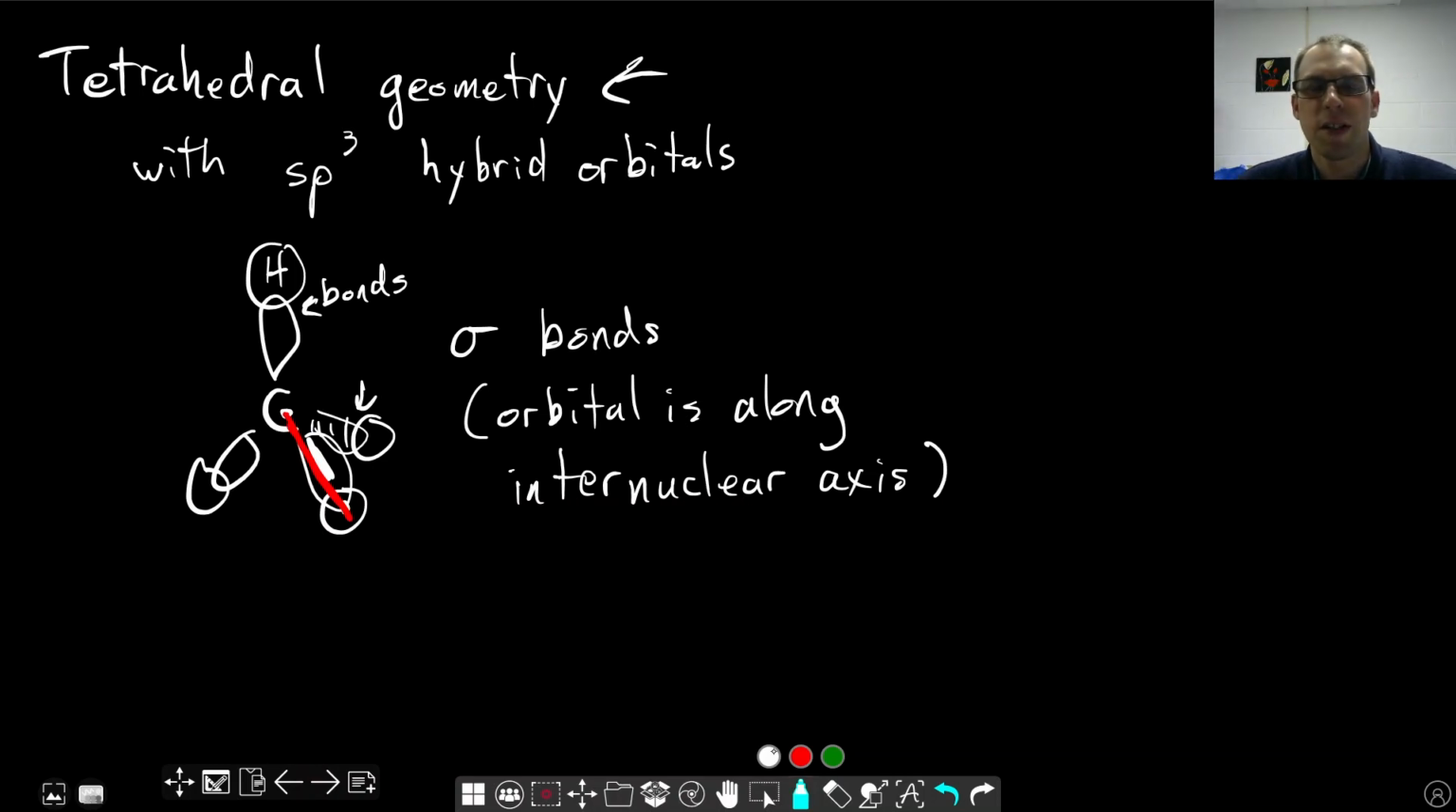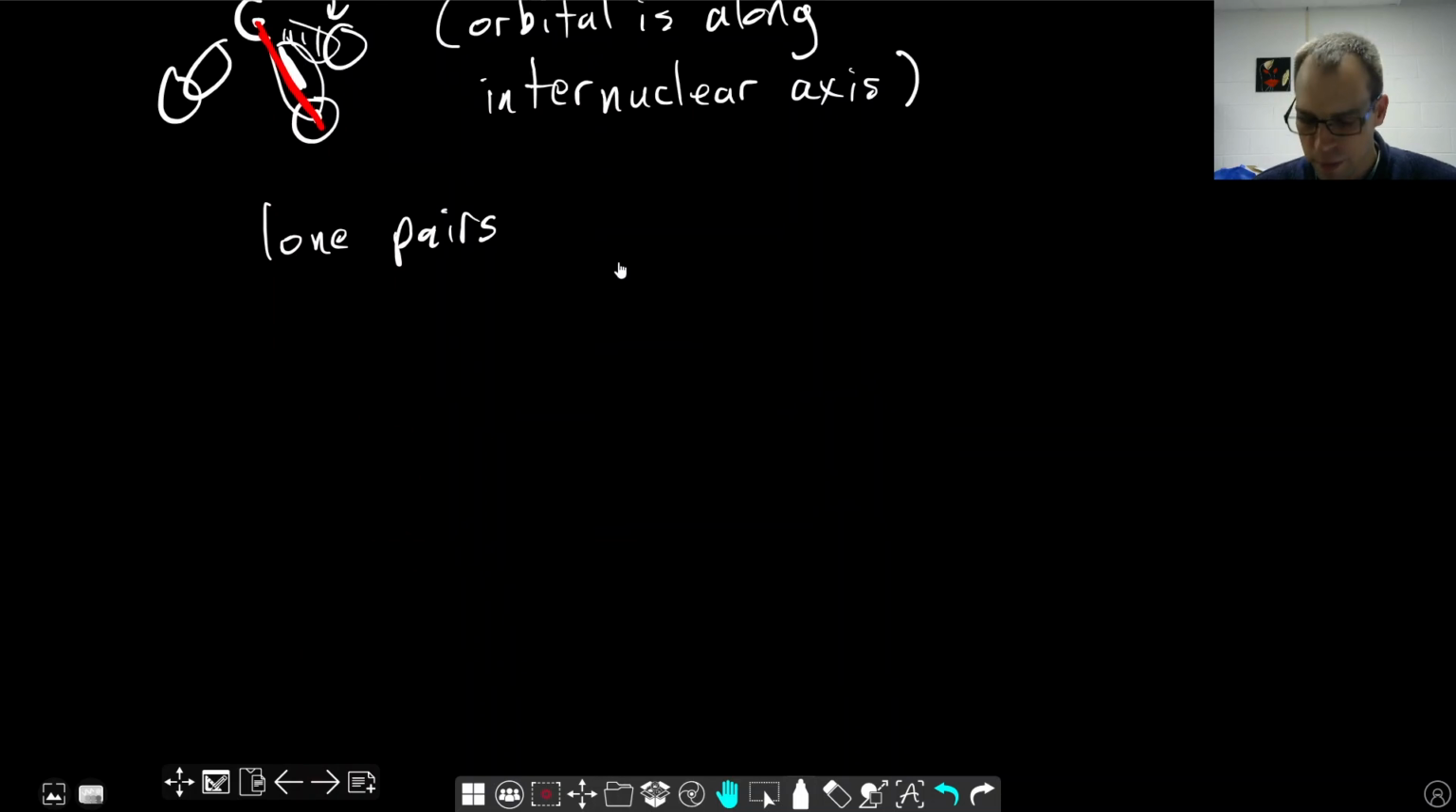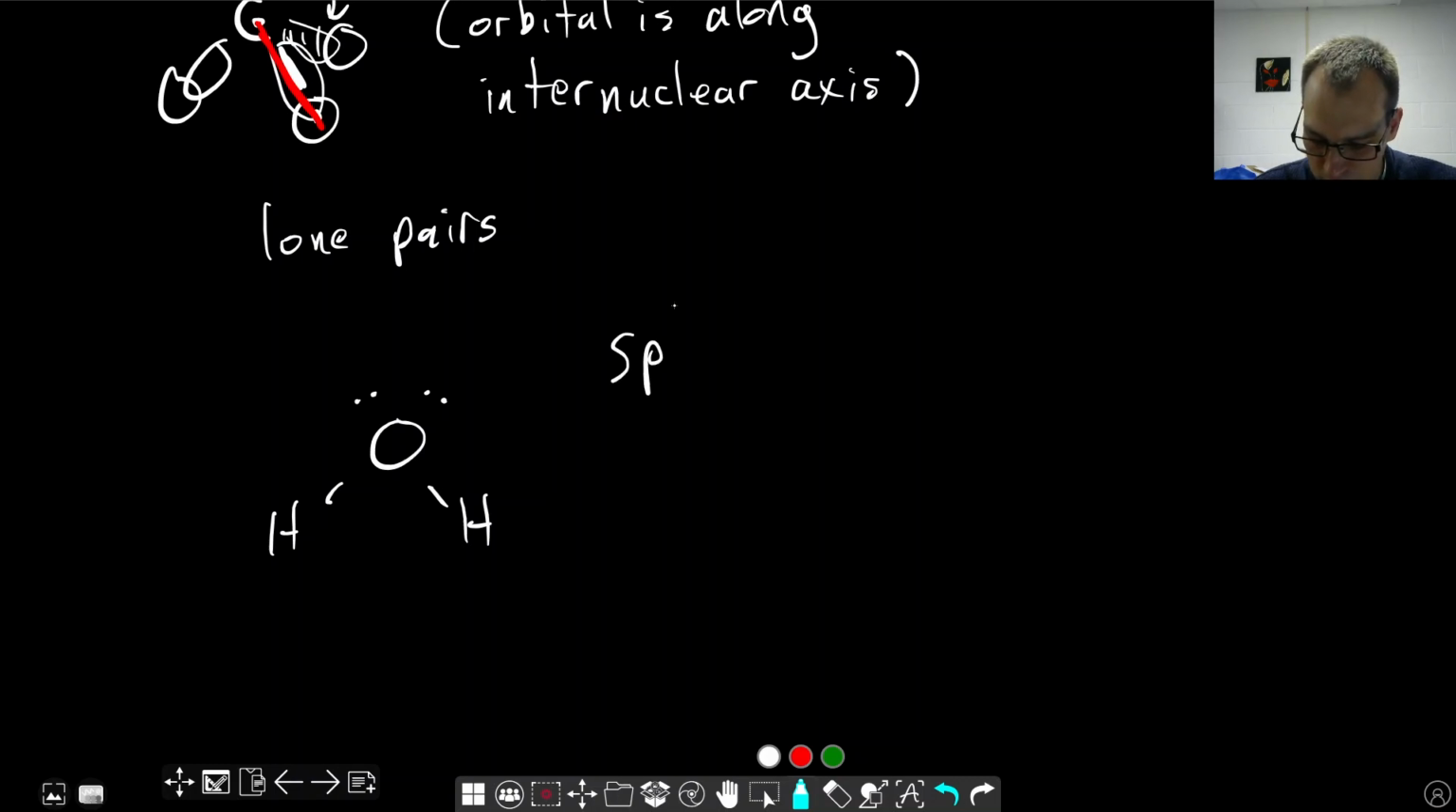Okay, well, this is what it looks like if we have four bonds. What about if we have lone pairs? Well, just like we do when thinking about other geometries, we can think about the lone pairs as occupying one of these spots in these hybrid orbitals. So we can look at, say, something like water, which we've looked at before. The Lewis structure for water, we've seen many times, looks like this. And so anything that forms a tetrahedral geometry is going to have sp3 hybrid orbitals.